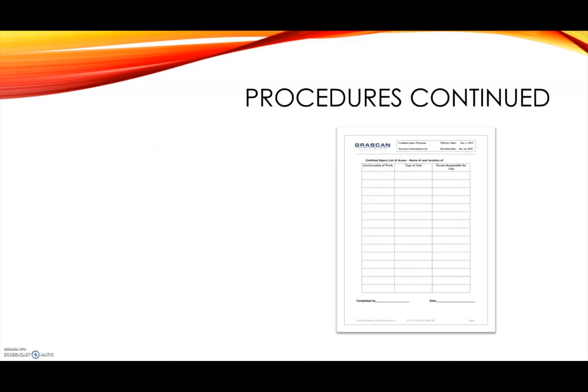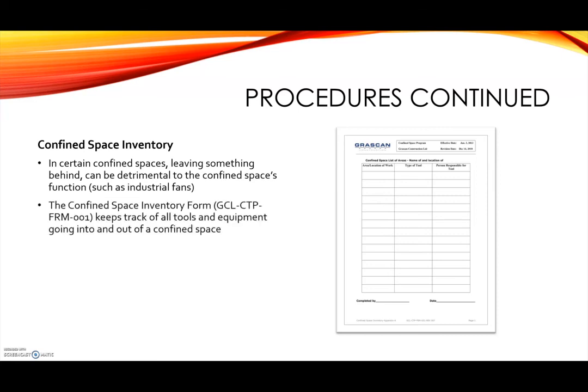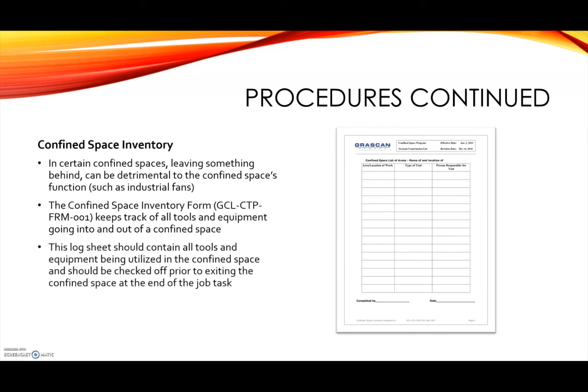Procedures continued. Confined space inventory. In certain confined spaces, leaving something behind can be detrimental to the confined space's function, such as industrial fans. The confined space inventory form keeps track of all tools and equipment going in and out of a confined space. This log sheet should contain all tools and equipment being utilized in the confined space and should be checked off prior to exiting the confined space at the end of the job task.